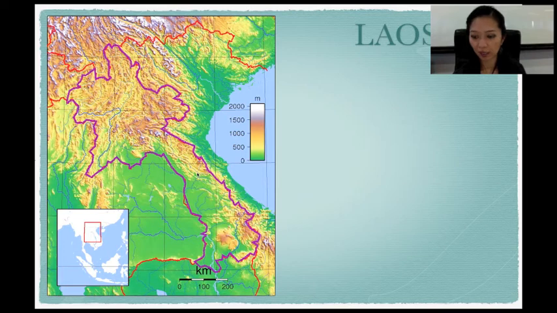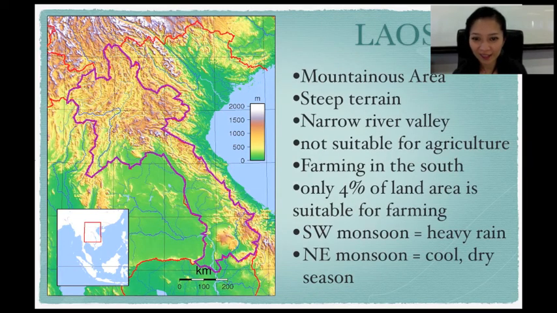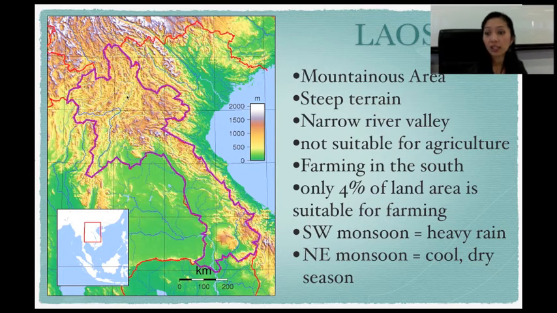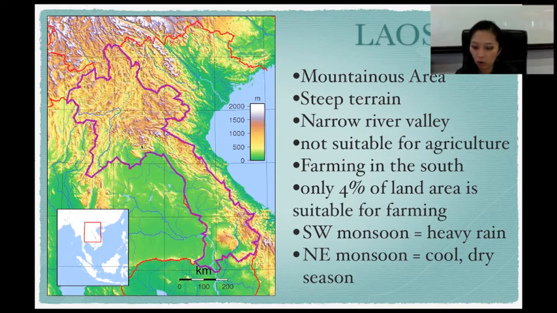Okay, I'm going to talk now. Now, look at this one. The topography of Laos is largely mountainous, as you can see, with elevations above 500 meters, typically characterized by steep terrain, narrow river valleys, and not suitable for agriculture at all. Not suitable. However, there are some large areas in the southern part which are well suited for extensive paddy rice cultivation and livestock farming.